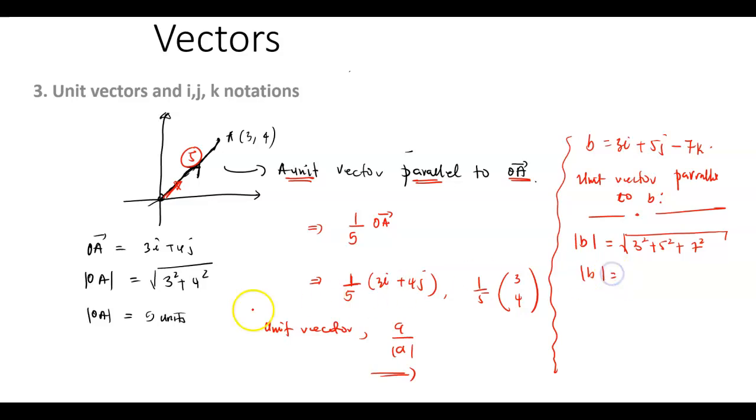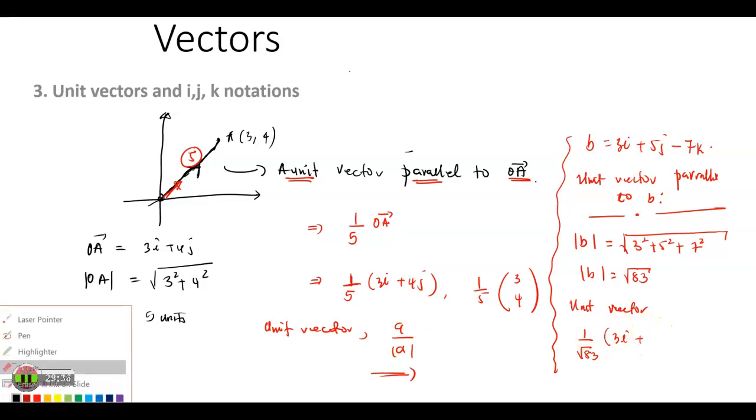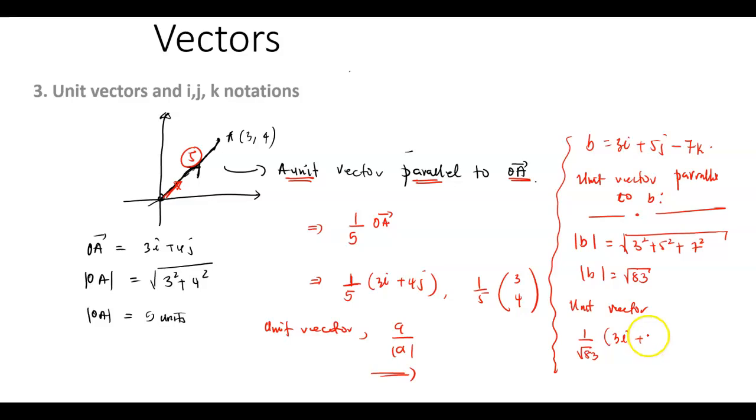Okay, so now you can press your calculator. So you have the root of 83. So my unit vector will be 1 over root of 83 times 3i plus 5j minus 7k. This is not 4, this is 5. That's your unit vector parallel to B.